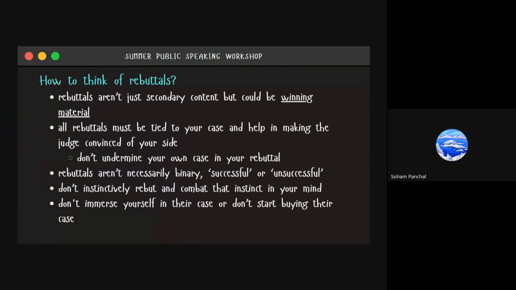Rebuttals should not be thought of in that manner, because rebuttals may be constructive to your own case, maybe a derivative of your own case. So it is better not to think that a rebuttal must take down their whole case, even if it provides some engagement in the debate. It is very necessary to put forward rebuttals in that manner.